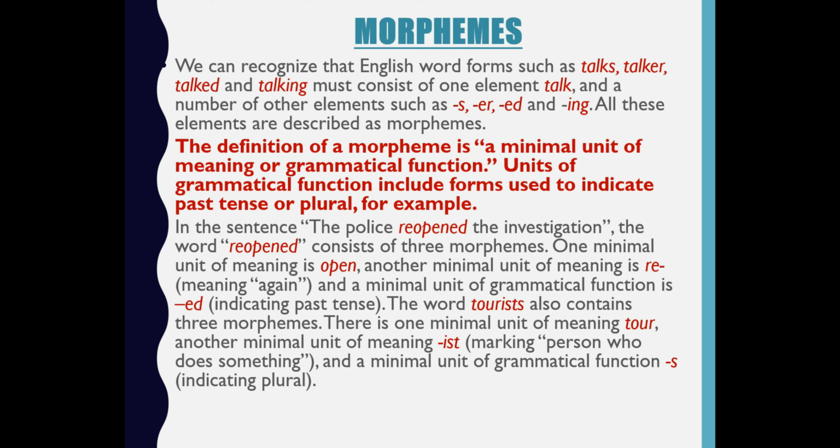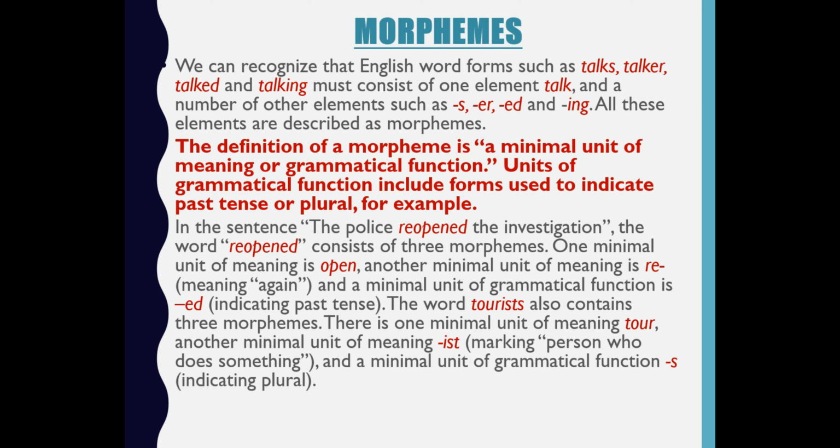In the sentence, the police reopened the investigation. The word reopened consists of 3 morphemes. One minimal unit of meaning, which is open. هي أصلها أصلا open. لوحدها واقفة ليها معنى اسمها open. يفتح. Other minimal unit of meaning is re بمعنى again. To do it again. And a minimal unit of grammatical function. حاجة خلت الفعل reopen بدل ما هي تبقى يعيد فتح بقت أعاد فتح يعني هي حولتها من مضارع لماضي. And it indicates the past tense.